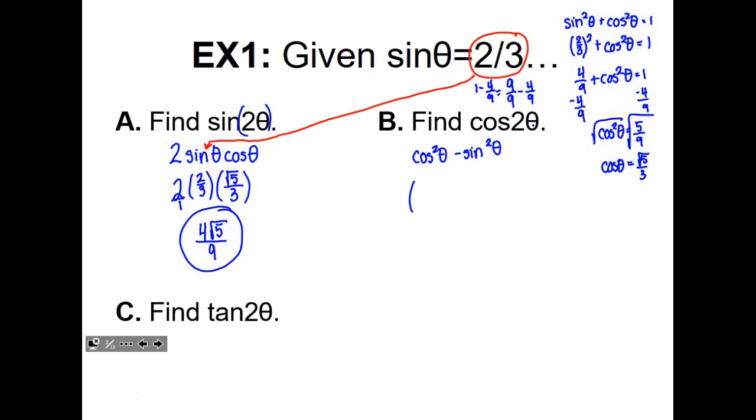So I would have square root of 5 over 3 squared minus 2/3 squared. And so when I square this, I will get 5 over 9 minus 4 over 9. What does that give me for my answer? 1/9.